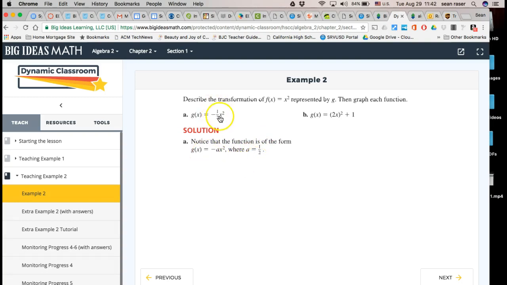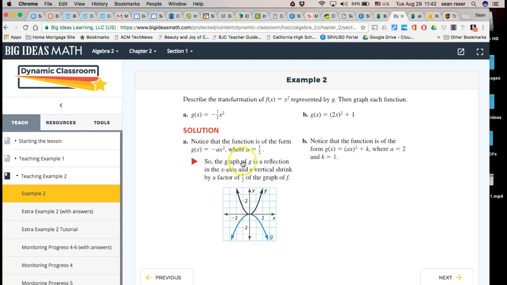Okay, so here we again look at the changes. We see that this negative 1/2 is what multiplied our entire function by. So let's go ahead and see what these are now. Because we're taking our entire function and making it negative, that's an x-axis reflection. We're flipping over the x-axis. And because a is less than 1, that's a vertical shrink.